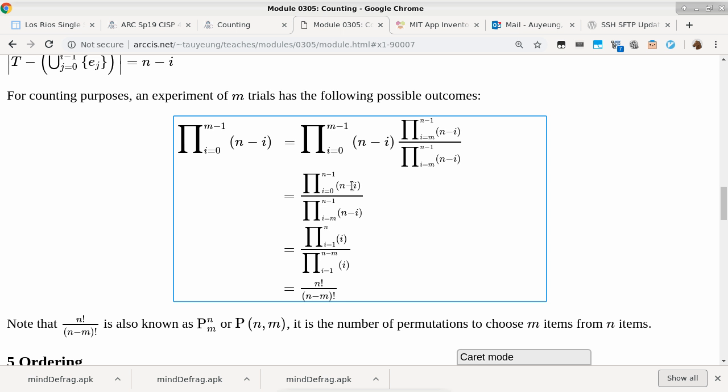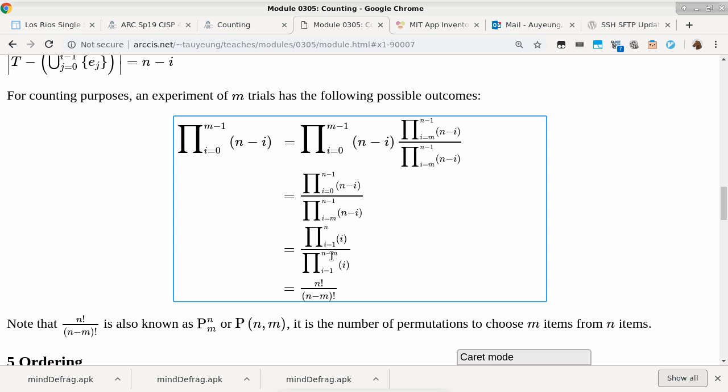Combine the top two. The top two are already combined. So this and this combines to this. So how did I go from the second line to the third line? What got changed? Yep. I shift things around a little bit, right?